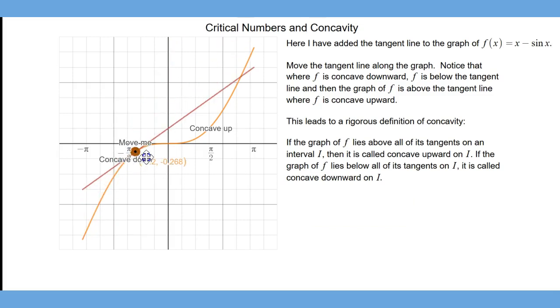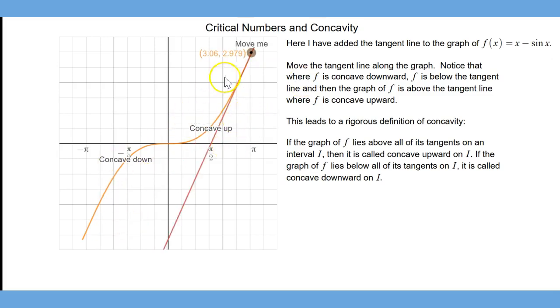And then it's getting flatter, and it's horizontal at the origin itself. Then it starts increasing again as positive. So it never gets negative.